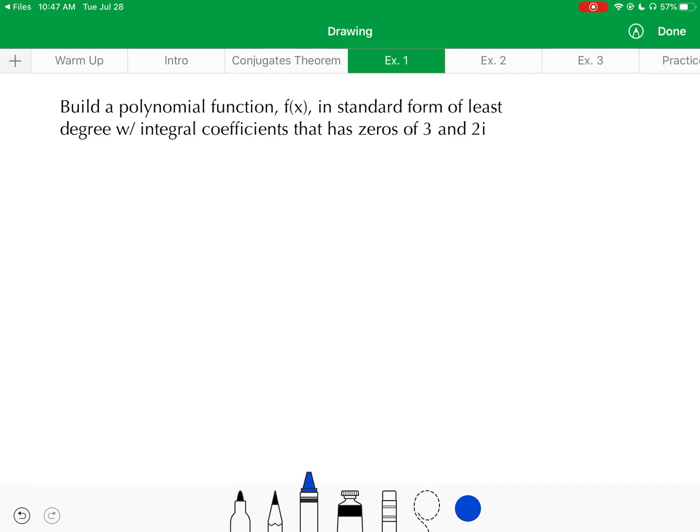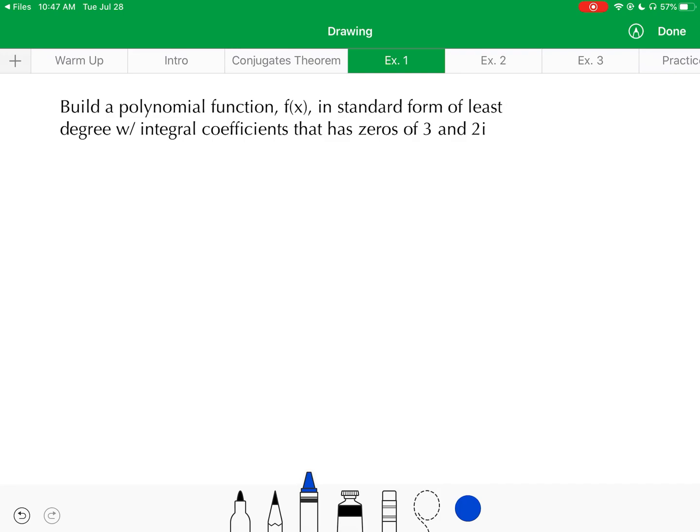Build a polynomial function f of x in standard form of least degree with integral coefficients that has zeros of 3 and 2i. Now, there's a lot going on in those directions, okay? Let me break it down for you. Standard form basically just means the expanded form of the function rather than the factored form, okay? Of least degree means build the function with the smallest degree possible that has zeros of 3 and 2i.